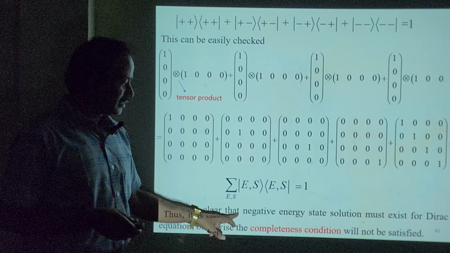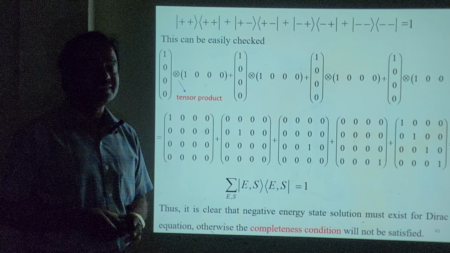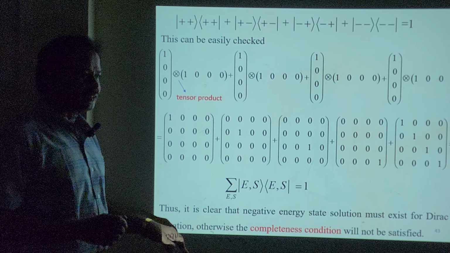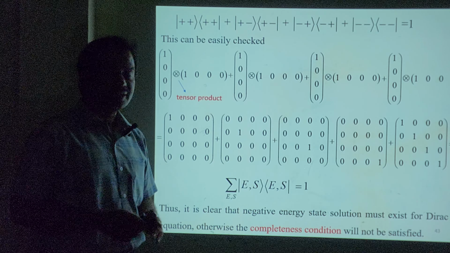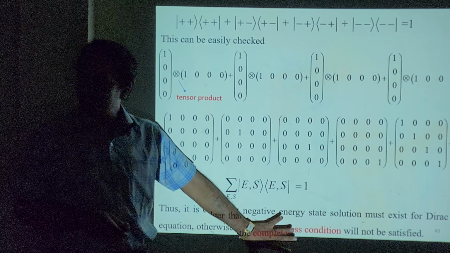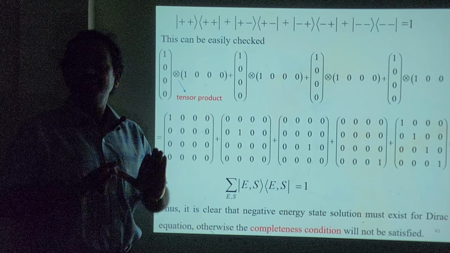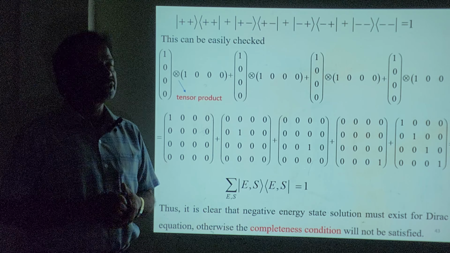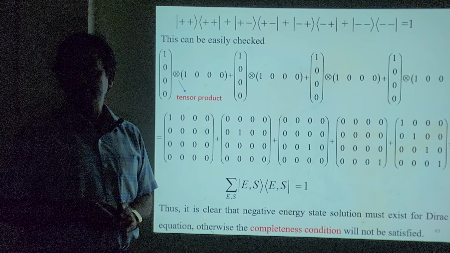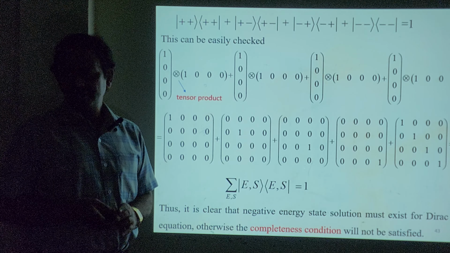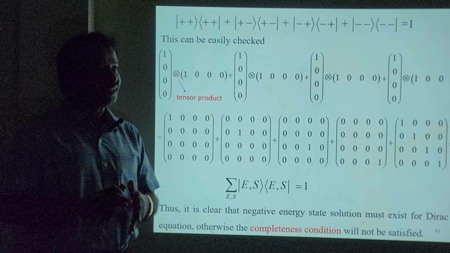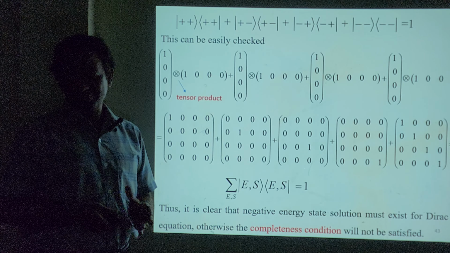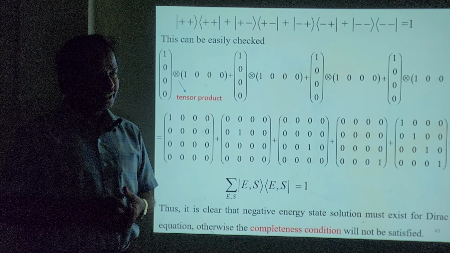So thus it is clear that the negative energy state solution must exist. So surely negative energy states should exist for the Dirac equation. Otherwise the completeness condition will not be satisfied. So it's a very, very important conclusion. Negative energy states exist in Dirac's equation. Now in the next class we are going to look broadly into the negative energy states. Okay, antimatter, antiparticles, how Dirac cleverly interpreted them. For about 2 years he thought of explaining the negative energy states, and he could explain them very clearly.